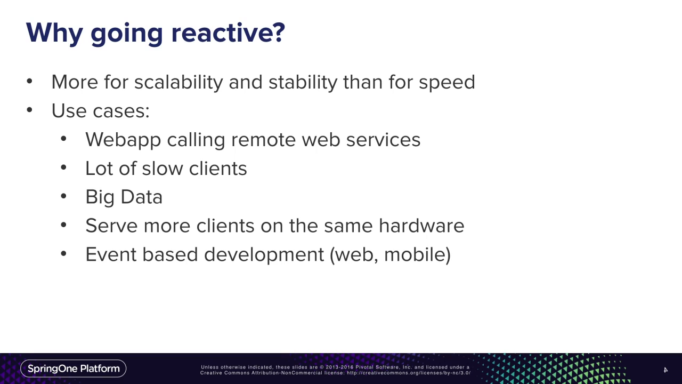It also allows you to deal with a lot of slow clients, which are usual when you deal with mobile, for example, because you need one thread to serve one client. So if you have a lot of very slow clients, a reactive stack will scale better. Big data, obviously, serving more clients on the same hardware, and event-based development.